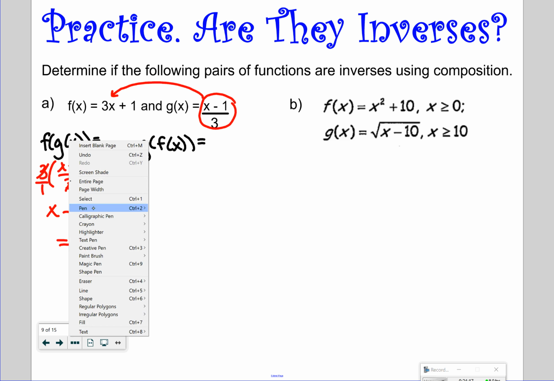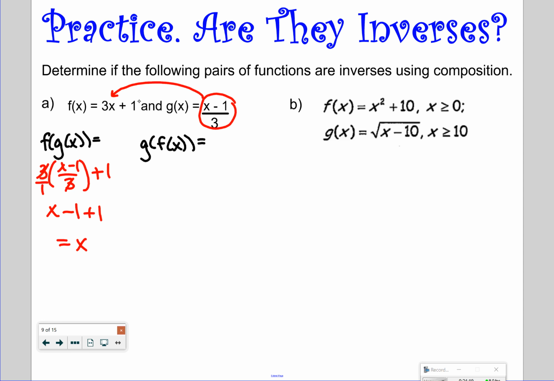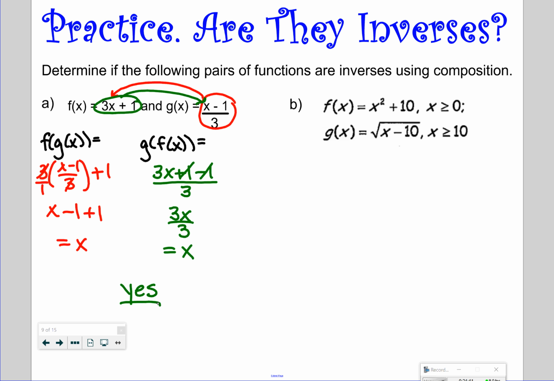In the second one, where we're plugging f into g, that looks like 3x plus 1 minus 1 all over 3. The first thing that cancels here are your 1s. When I simplify that numerator, I have a 3x over 3. And then again, the 3s cancel and it simplifies to x. So your answer should have been a yes for that one. They are inverses of each other.